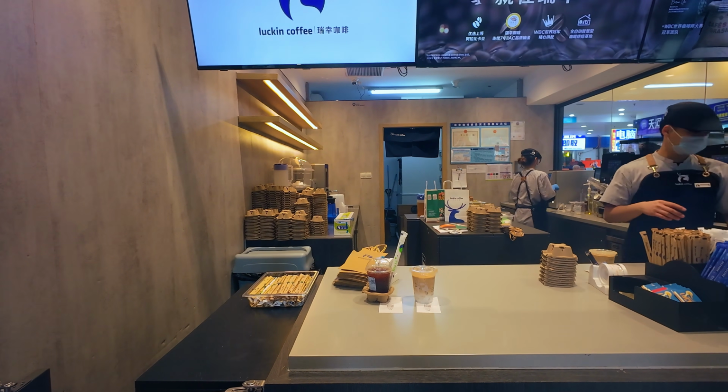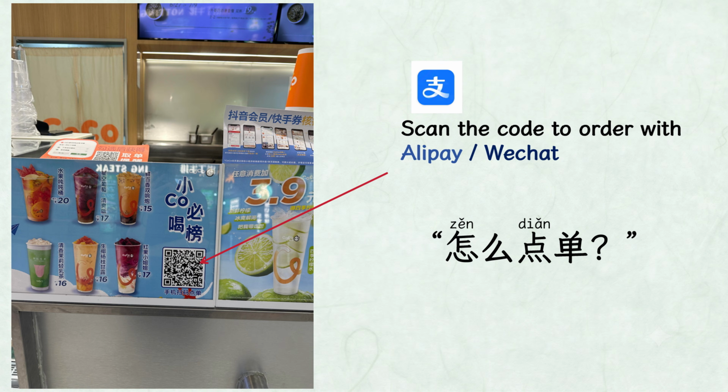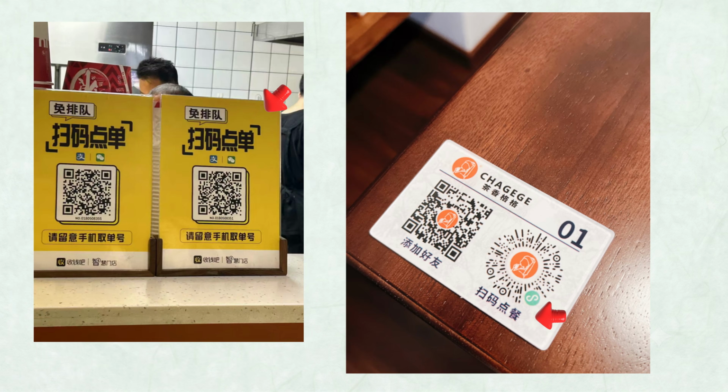If you are staying long term, I highly suggest you get a local SIM card. If you are unsure how to order, ask staff 怎么点单？Keep an eye out for the full Chinese characters 扫码点单. This means you need to order via QR scan.